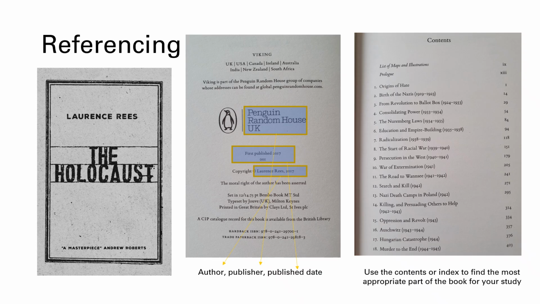Then I'm going to use the contents page, which is quite close by, to get an idea of what I want to read. I might not necessarily have time to read all of this, but if I was looking at anti-Semitism and whether it was a German issue, I'd certainly want to look at number 1, the origins of hate. I probably don't need chapters 2, 3 or 4, on how the Nazis came to power. I might want 5 on the Nuremberg laws. I definitely want to think about maybe 6 and 7. And when it comes to persecution in the West, that'd be an interesting one to look at what happened in other countries. So I'm going to skip some of these.